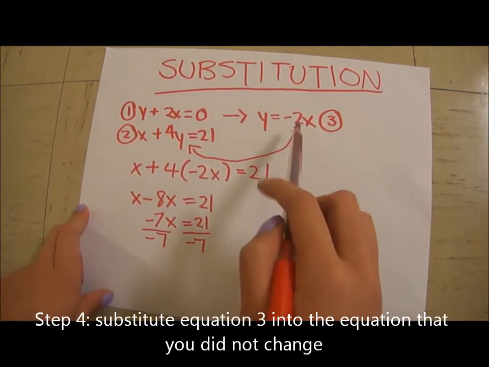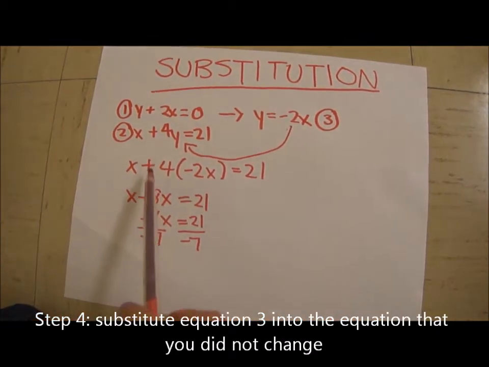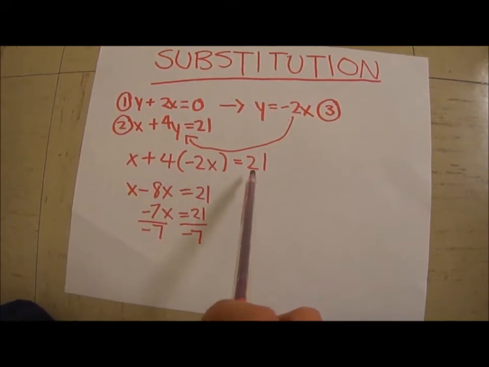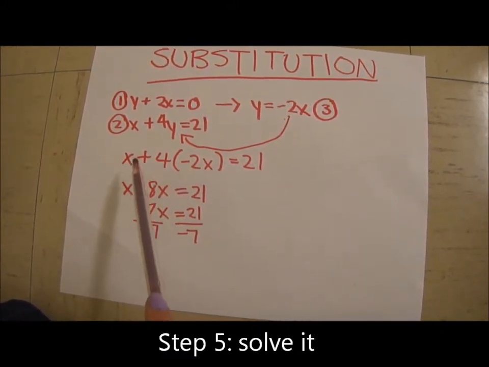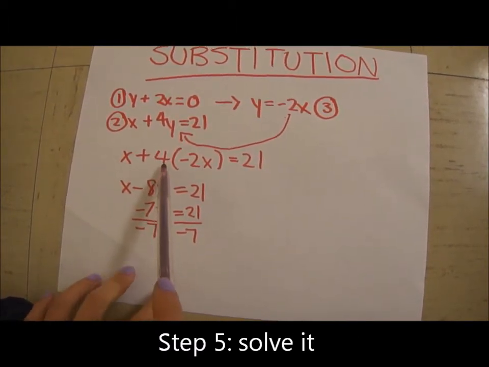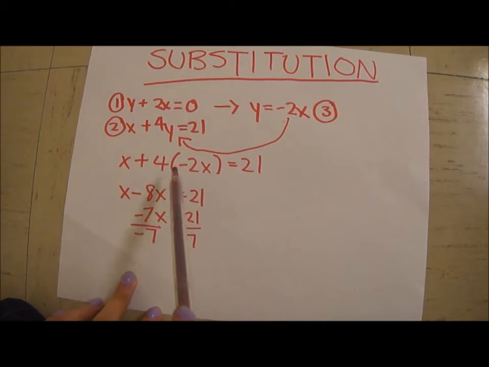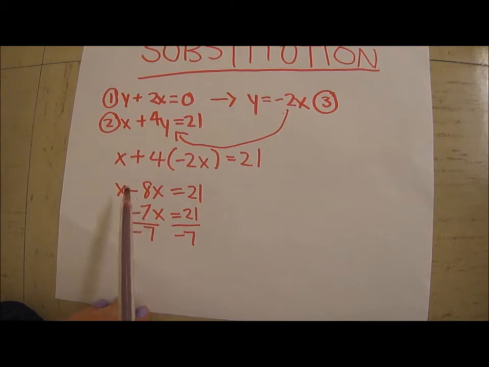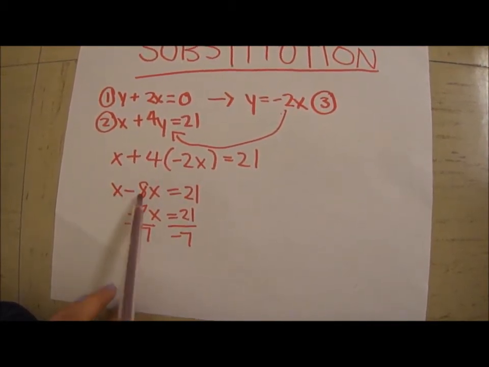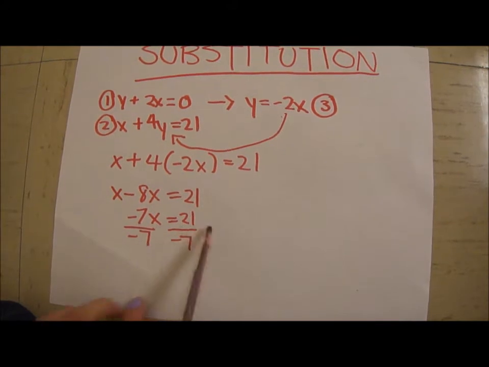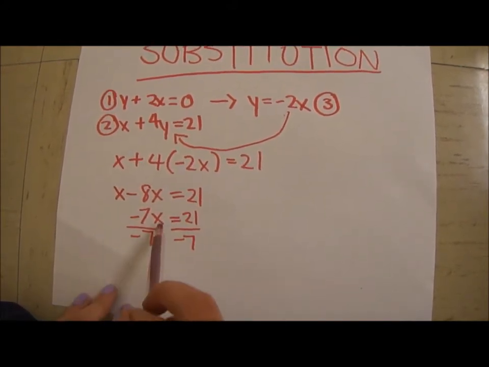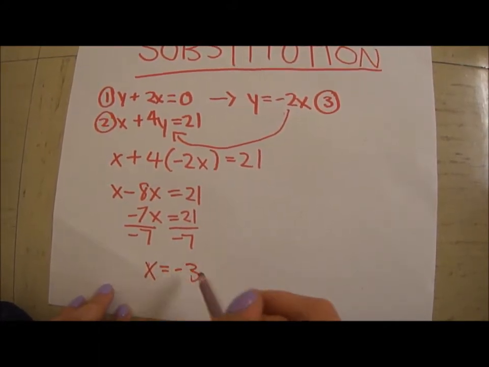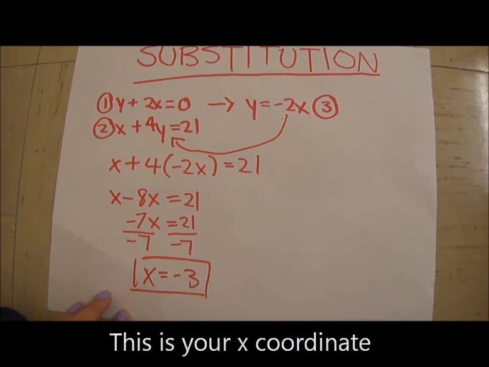Then you put equation 3 into equation 2. So this becomes x plus 4 times negative 2x equals 21. And then you solve it. So x plus 4 times negative 2x equals x minus 8x, and it equals 21. And then you combine these two, so it becomes negative 7x equals 21. And then you divide by 7 to isolate the x, and it becomes x equals negative 3. And this is your x.